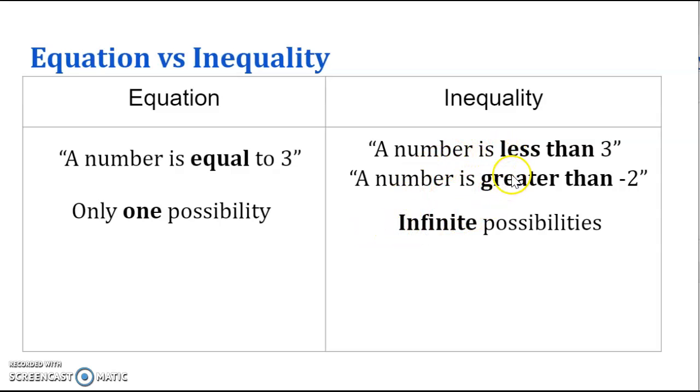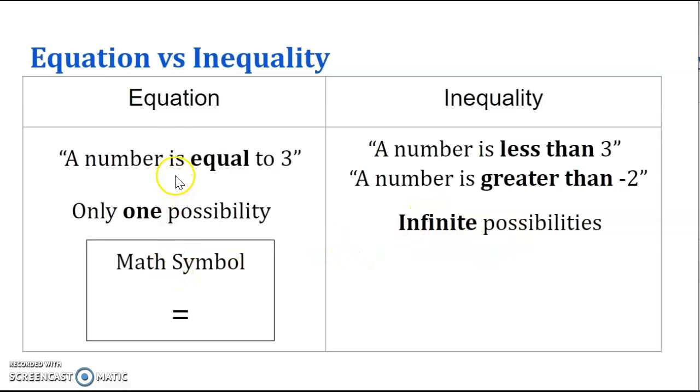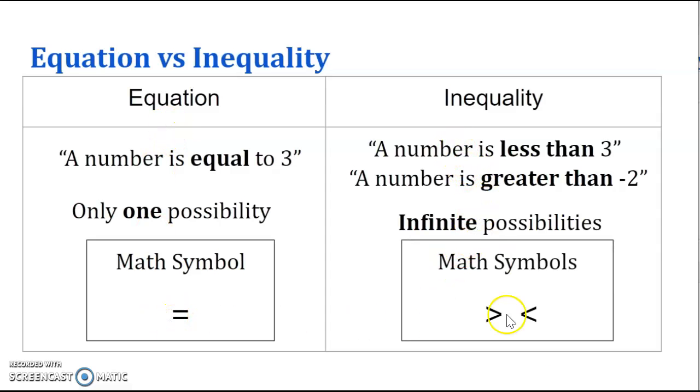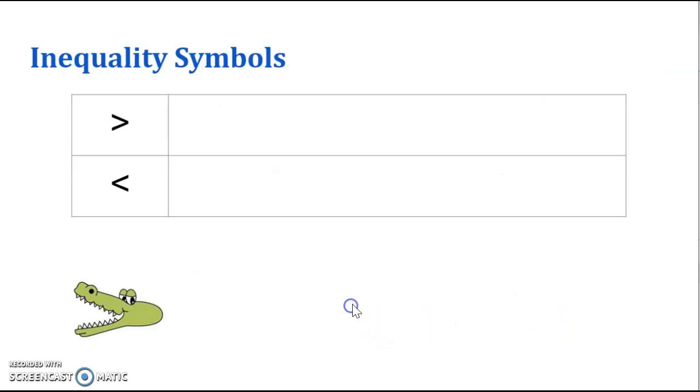And when you plotted them together, it just formed a solid line. We colored in the line practically. So that's what's going on here. There are infinite possibilities. The math symbol for an equation is the equal sign, and the math symbols for an inequality are these 2 signs. The first one is greater than, and the second one is less than. So the 2 inequality symbols are greater than and less than.